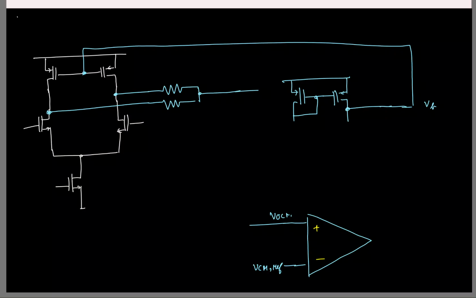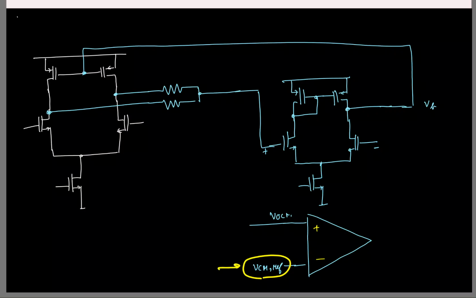This is the output, and then I'll have the inputs here. So this is my plus, this is my minus. On the positive side, I am connecting the output common mode that I am sensing. So this comes here. And on the inverting terminal, I am connecting the common mode reference, by which I mean this is the value I want my output common mode to be. Okay. So this is where I'll apply my common mode.